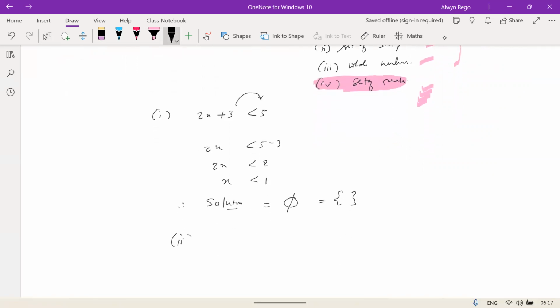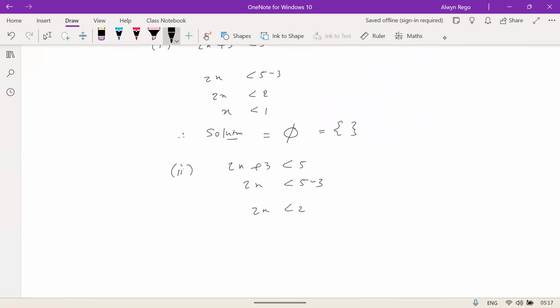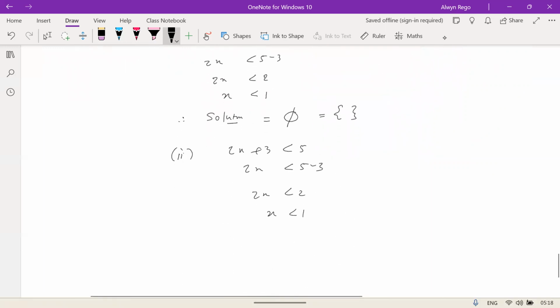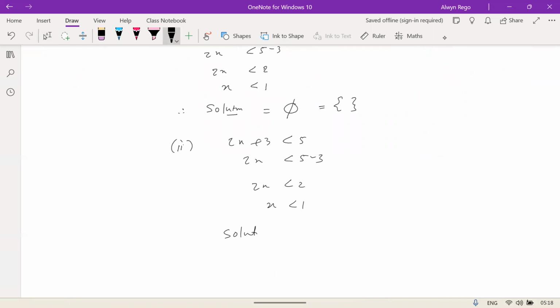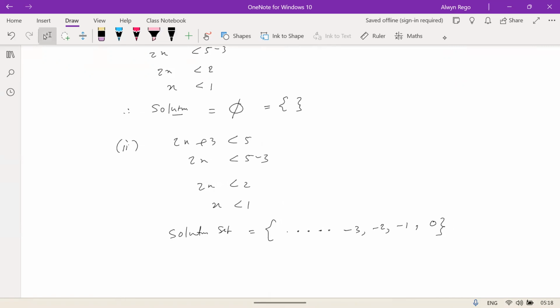Let's say going for the second one, the same thing. We arrive at 2x plus 3 less than 5. So 2x less than 5 minus 3. Therefore, 2x less than 2. Therefore, x is less than 1. So they're asking for the set of integers. I'll say the solution set is, I can say, dot, minus 3, minus 2, minus 1 and 0, because all these are integers. The dots say that it goes on like this.